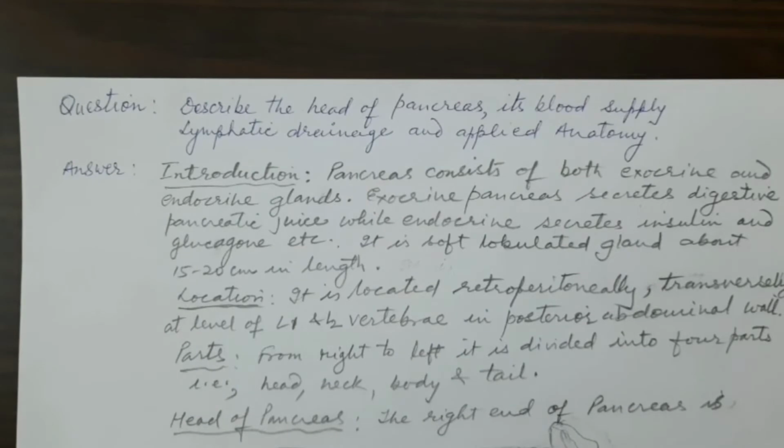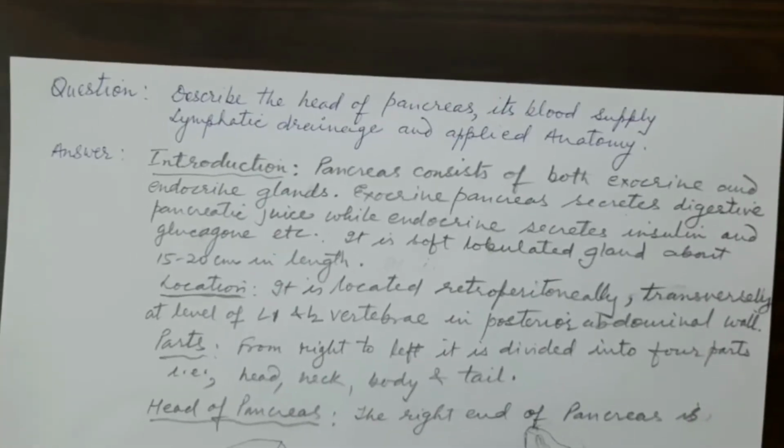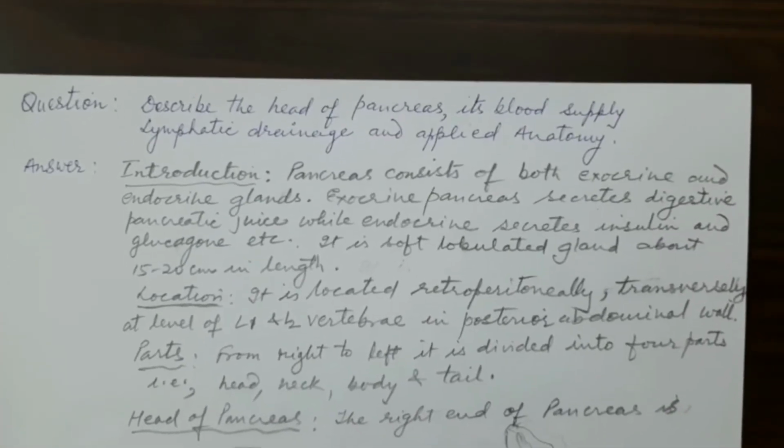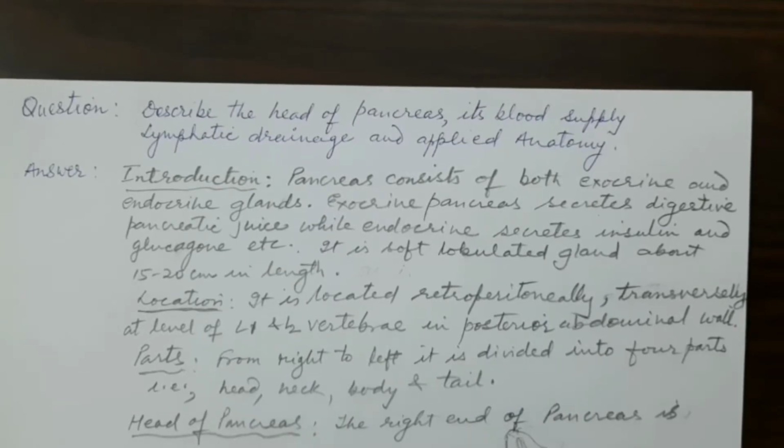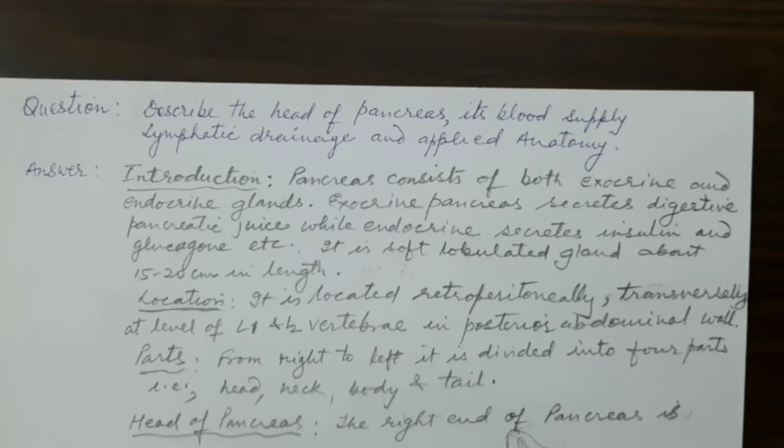Introduction. The pancreas consists of both exocrine and endocrine glands. Within the same organ, there is an exocrine gland, which secretes the digestive juice for the digestion of food, while the endocrine pancreas pours its secretion into the blood vascular system, that is into sinusoids and capillaries. The endocrine part of the pancreas secretes mainly insulin and glucagon.